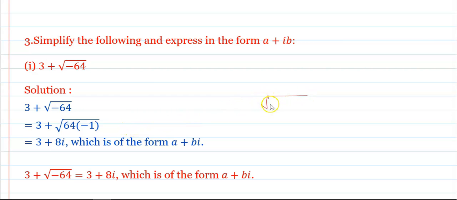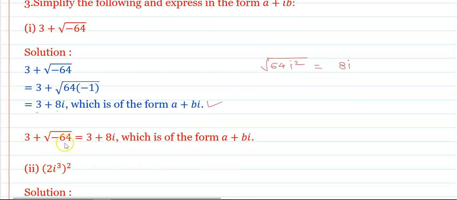i square. म्हणजे इथे किती येणार? 64 into i square. But what is their root? 64 चं root किती आलं? तर 8 आलं. i square is i. And therefore you will get 3 plus 8i, which is in the form a plus ib. Okay. And hence 3 plus root of minus 64 is equal to 3 plus 8i.